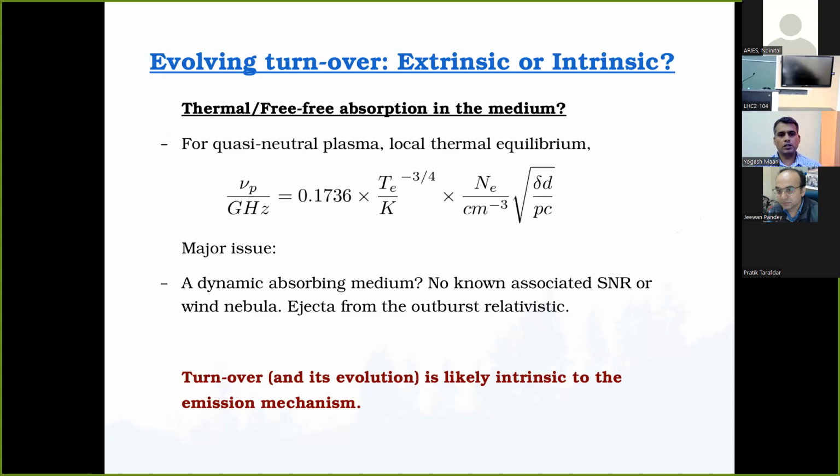One is that along the line of sight, we do not see any presence of such a thermal medium which could give rise to this turnover and the shift. And because we see a shift, this thermal medium has to be dynamic, and there is no known associated supernova remnant or wind nebula with this source. So we believe that the turnover as well as its evolution is likely intrinsic to the emission mechanism of this source.